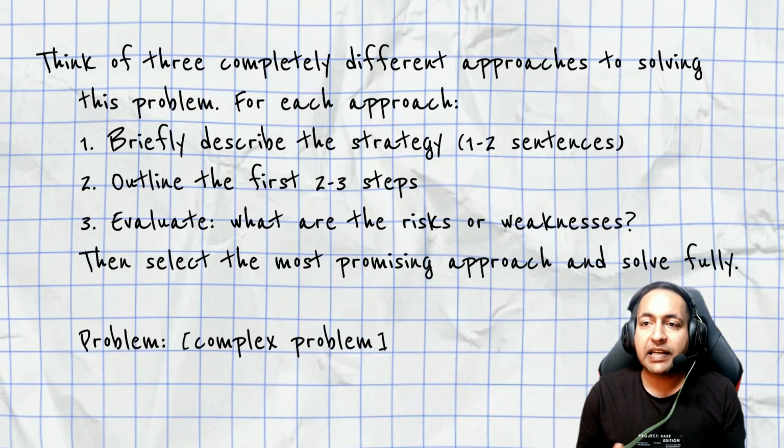Think of three completely different approaches to solving this problem. For each approach, briefly describe the strategy, outline the first 2 to 3 steps, and evaluate what are the risks or weaknesses. Then select the most promising approach and solve fully.